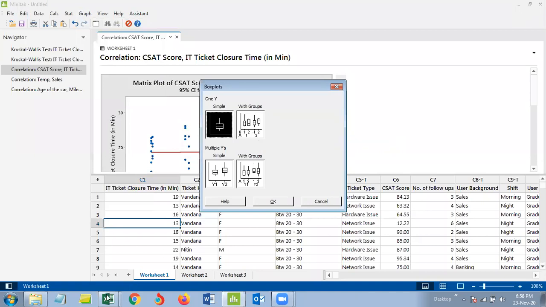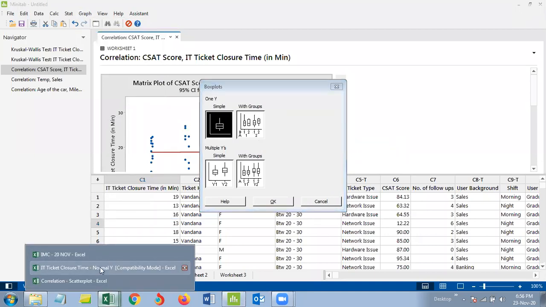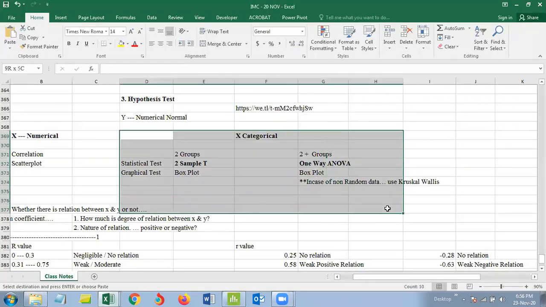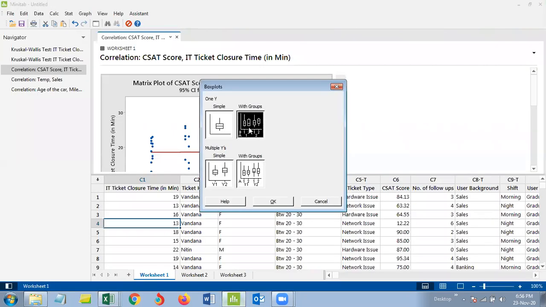So it's categorical data. When are we going to use this? When there are groups, either two groups or more than two groups. So all categorical data is where it will be used. Box plot, with groups. We want to compare the data across groups. Two or two plus doesn't matter, but they're groups.